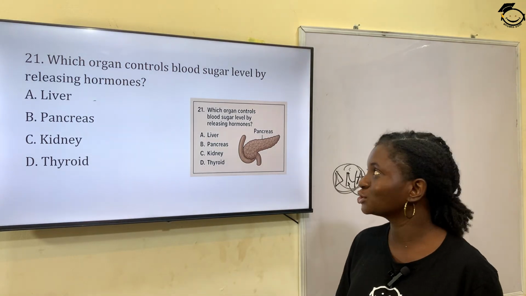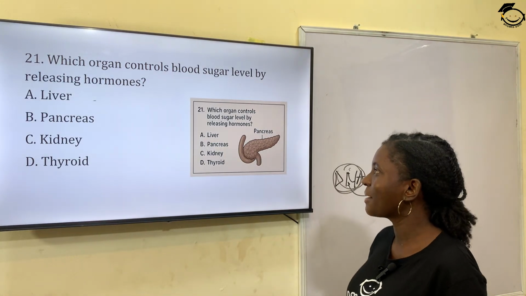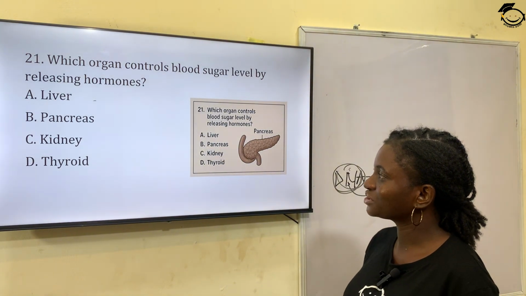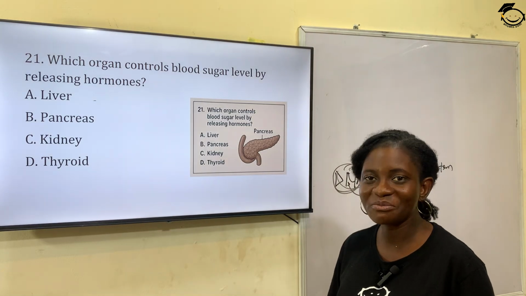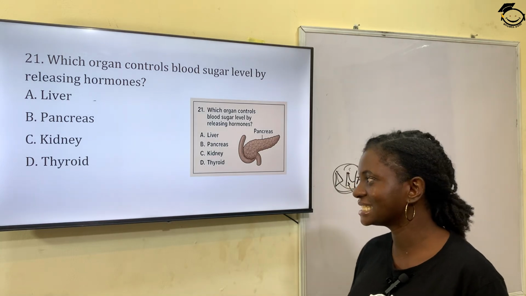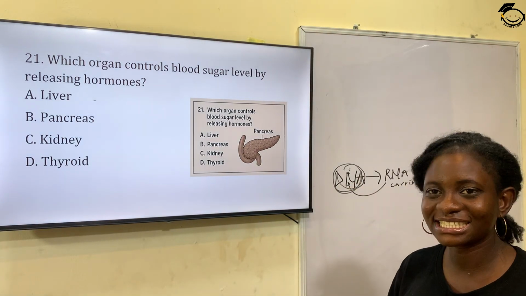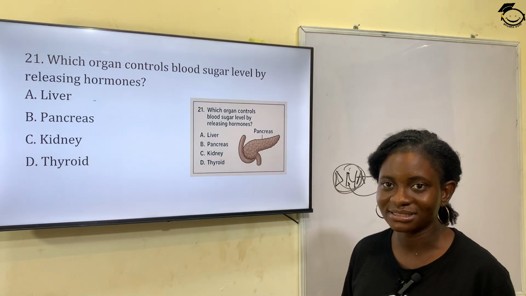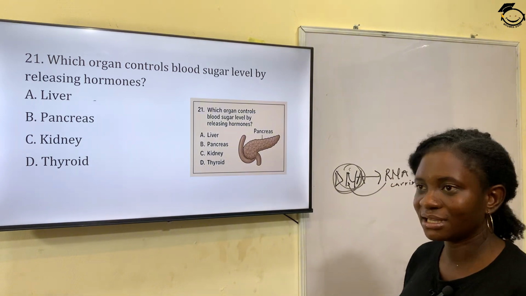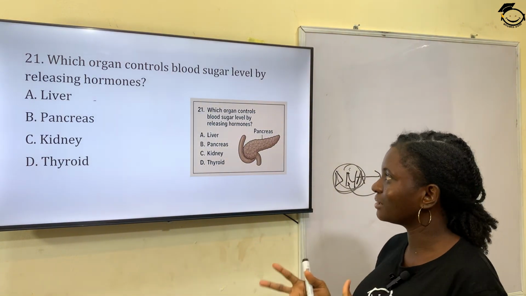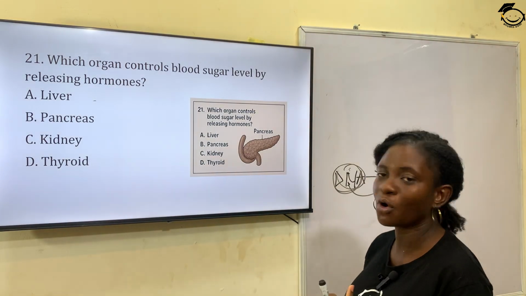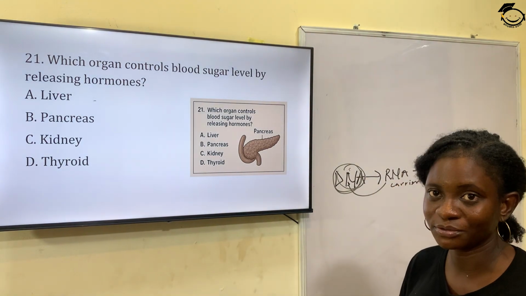Question 21. Which organ controls blood sugar level by releasing hormones? Option A, liver. Option B, pancreas. Option C, kidney. Option D, thyroid. The correct answer is pancreas. Pancreas produces insulin and glucagon, so it contains the hormones responsible for controlling blood sugar level in the body.